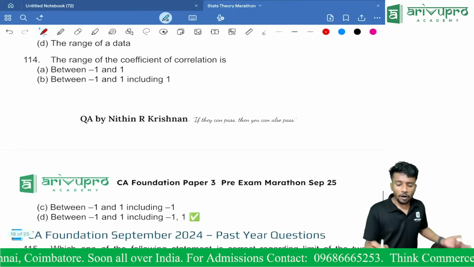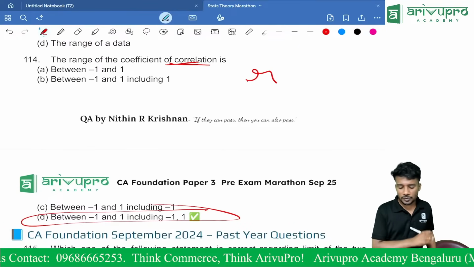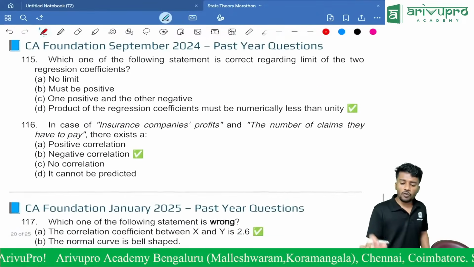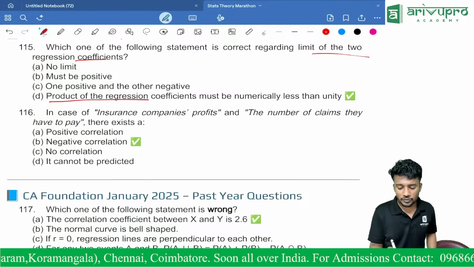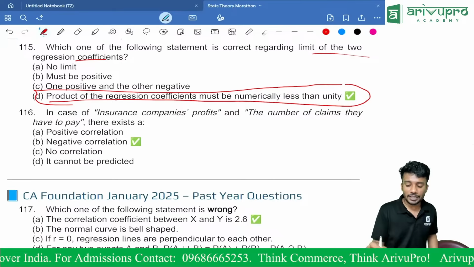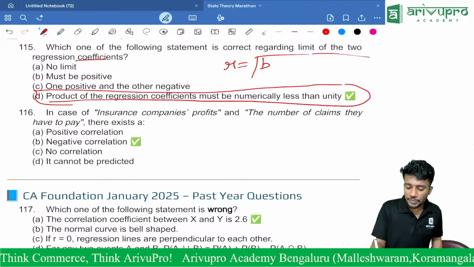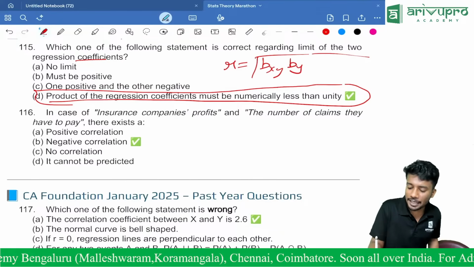The range of coefficient of correlation R value is in between what? Minus 1 and plus 1, including both minus 1 and plus 1. Which of the following statement is correct regarding the limit of two regression coefficients? The product of the regression coefficients must be numerically less than unity. Why? Because the R value is nothing but the root of the product of the regression coefficients. So it should be less than unity.